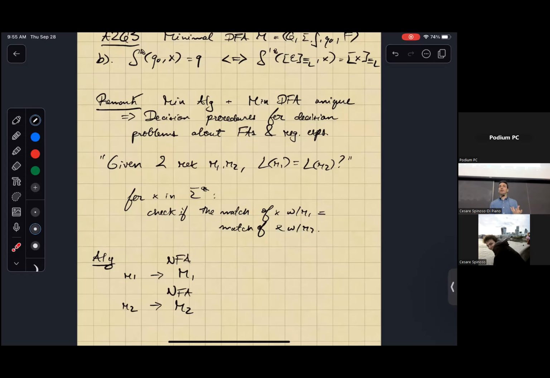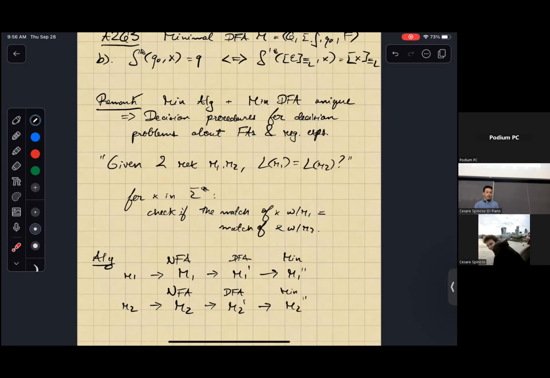Then I can convert through the subset construction NFAs to DFAs. So I get M1 prime, this is a DFA. I get M2 prime, this is a DFA. Right? So now M1 prime and M2 prime are going to look quite different. So now let's try to minimize them. Let's minimize them, M1 double prime through the minimization algorithm, and M2 double prime through the minimization algorithm.